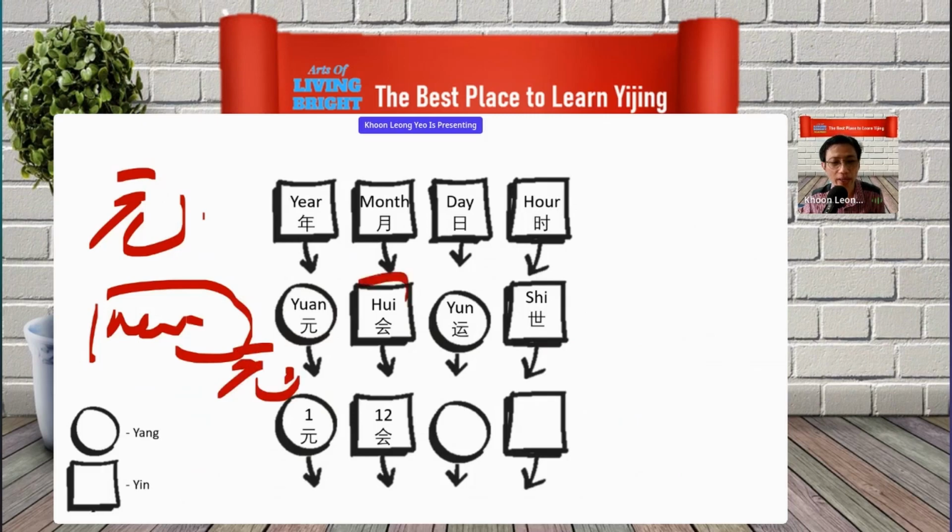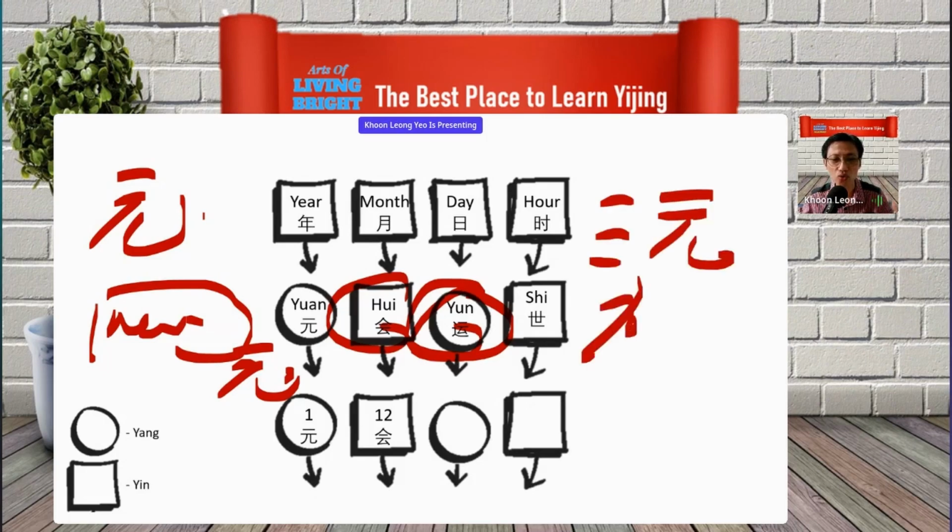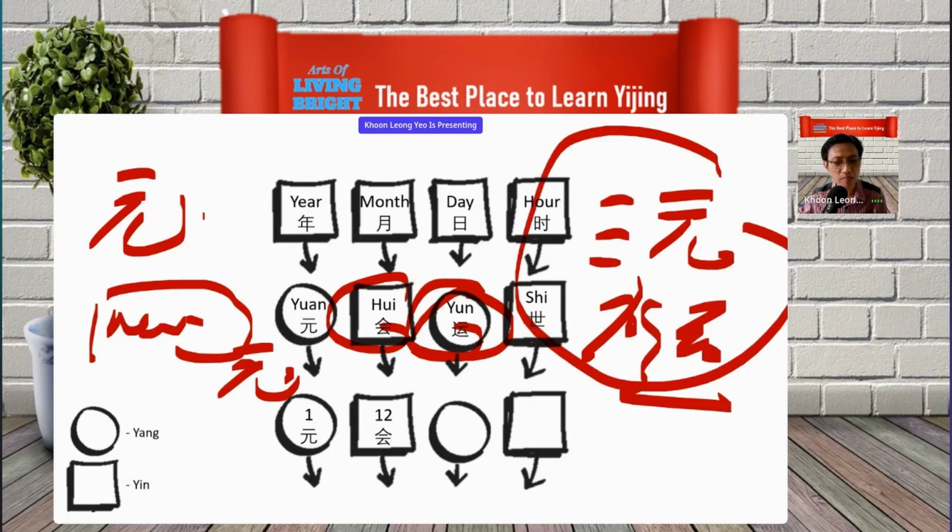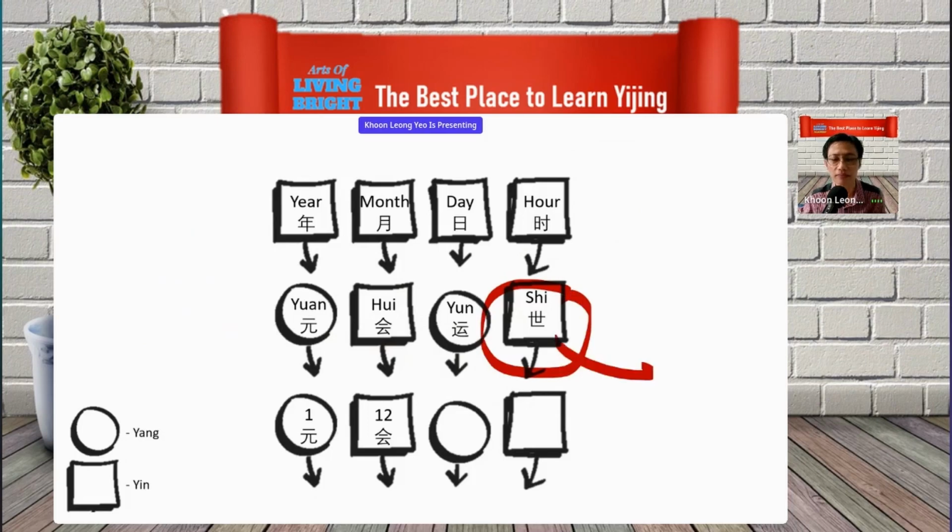Then 会, 运, for example 3元9运. Remember, those who learn flying star know 3元9运. The timing actually ties into 3元9运. People always say, 我爱你一生一世. So how long is 一世? Later on we'll find out. When people tell you 爱你一生一世, how long is 一世? Is there any expiry to the 一世? Later on we find out. It's just a labeling, but if you know the Chinese character meaning, you can probably understand better.